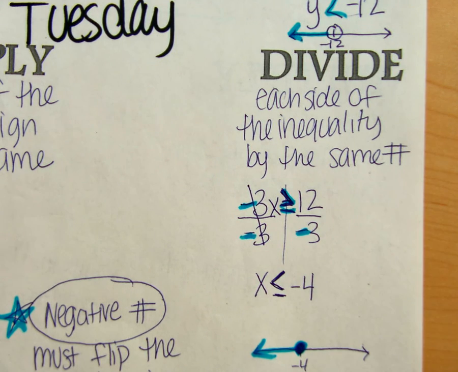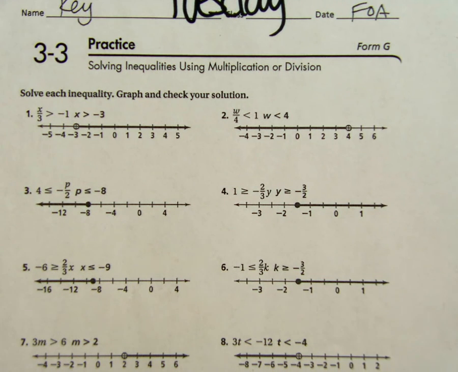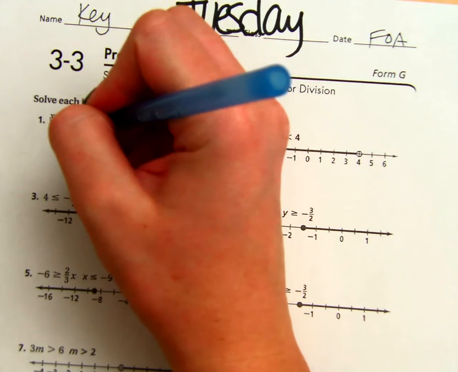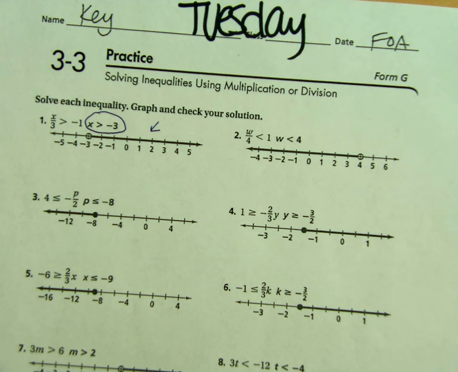I want you to flip in your packets to your Tuesday worksheet. Now, if you look at this Tuesday worksheet, the answers are already there for you. What you are going to do on this worksheet is a little different than normal. You are going to show me how to get the answer. So I give you the answer, and I give you the inequality, and how to graph it. You're going to show me how to solve it.